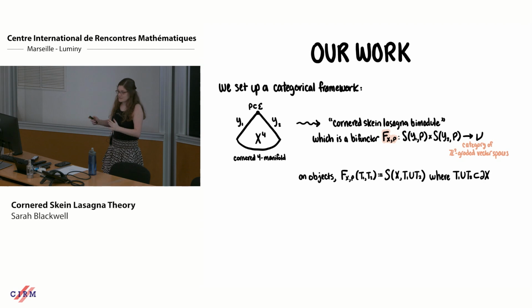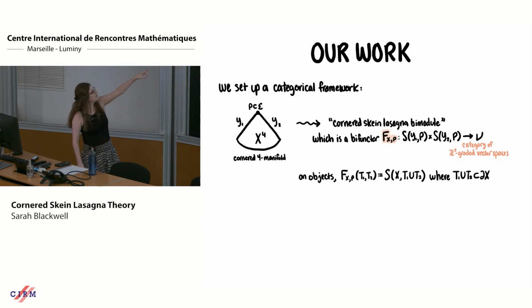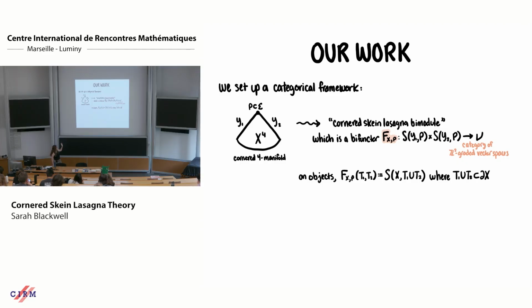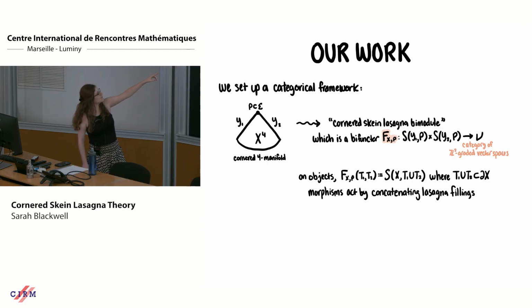So on objects, let's see what happens. If I input tangle 1 and tangle 2, then I get the Skein Lasagna module of X, comma T1, T2, that's the link I'm looking at, where T1, T2 are a link in the boundary of X. And morphisms act by concatenating lasagna fillings.